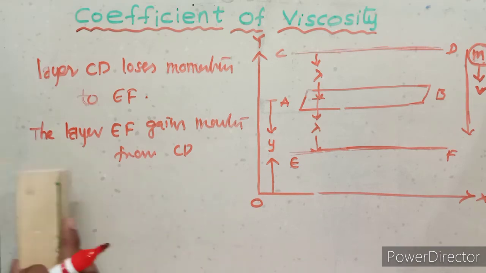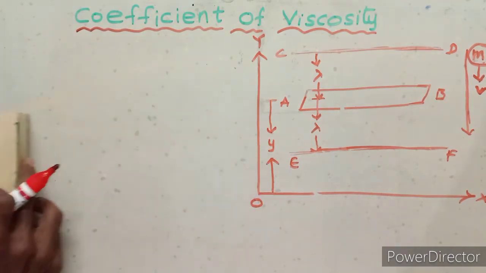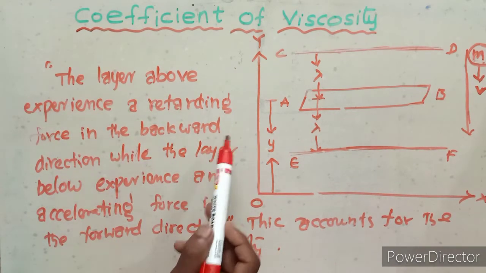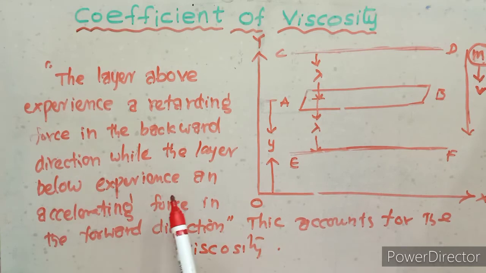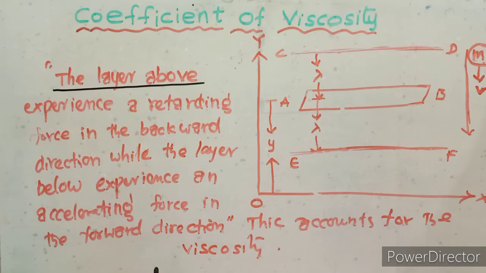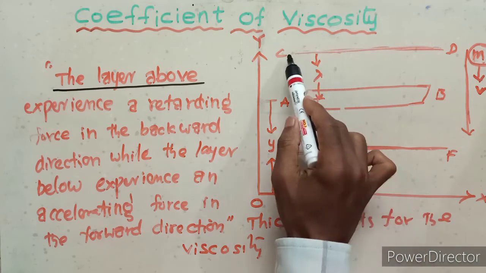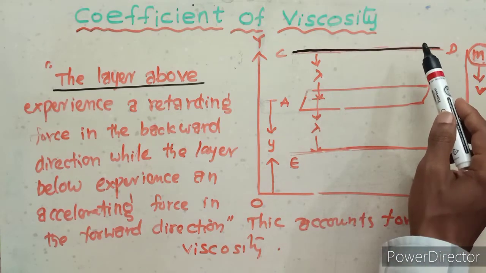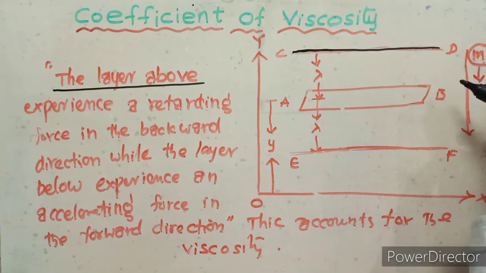Okay. So mainly, in the kinetic theory of gases, the layer above experiences a retarding force in the backward direction, while the layer below experiences an accelerating force in the forward direction. This accounts for the viscosity. The above layer experiences a retarding force in the backward direction.